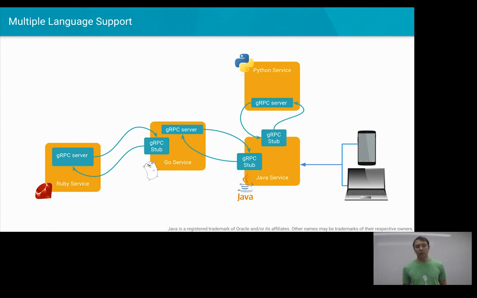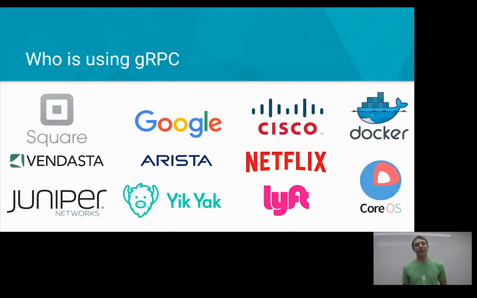While Stubby originated at Google, gRPC is a true community effort. A wide variety of well-known companies, startups, and projects use gRPC for their microservices needs.